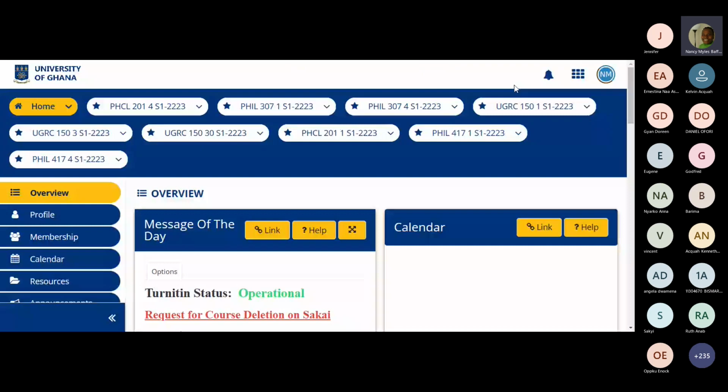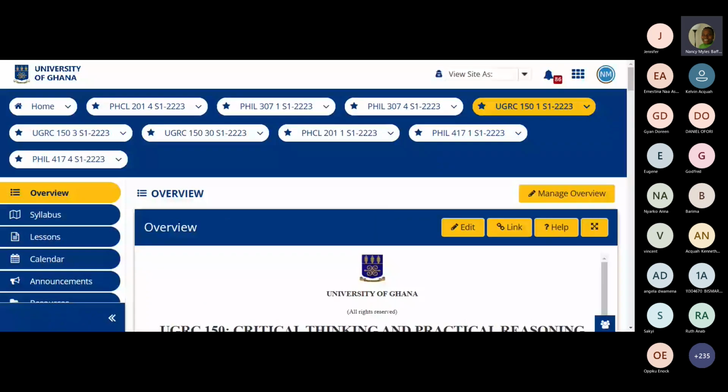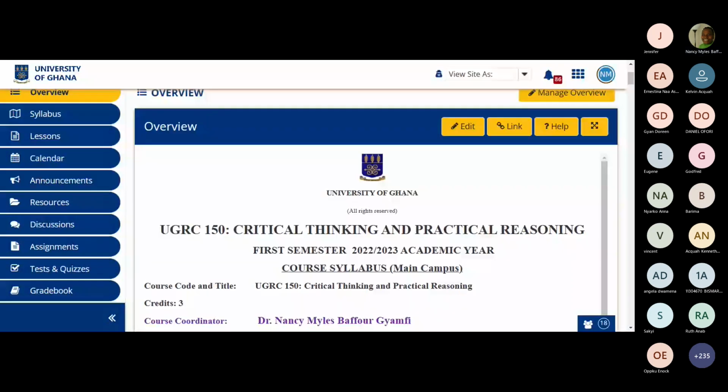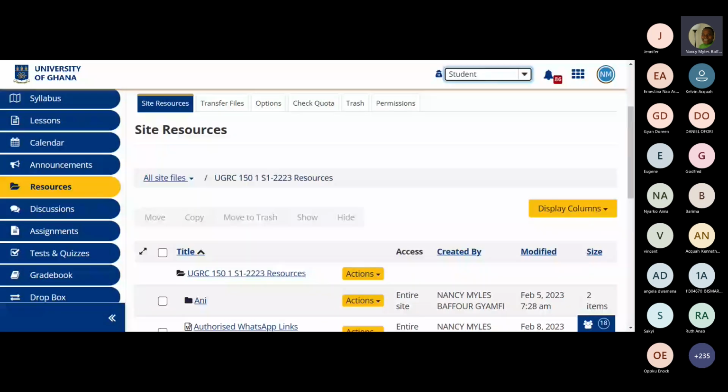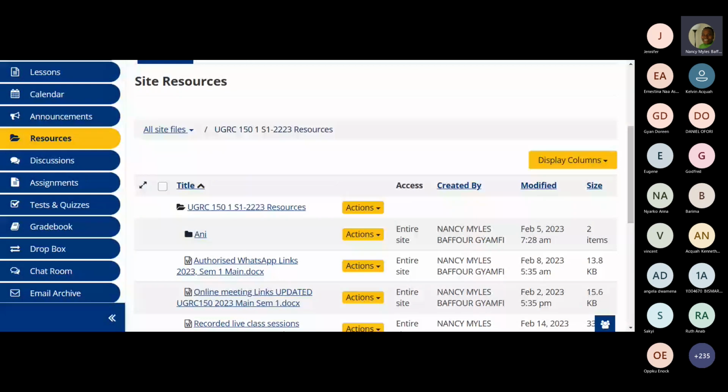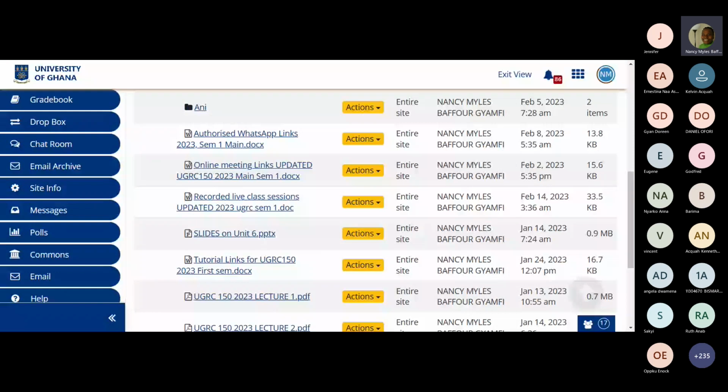See, when you go, you will see what I've highlighted, UGRC151 in campus. Please, sister, go to the resource too. This is it. What I'm seeing is what you will see. Let me view as a student so that you see it the way you will see it. It is there, so that you don't get my network data. That one is a bad workman quarreling with her tools. I don't like that. See, authorized WhatsApp link.